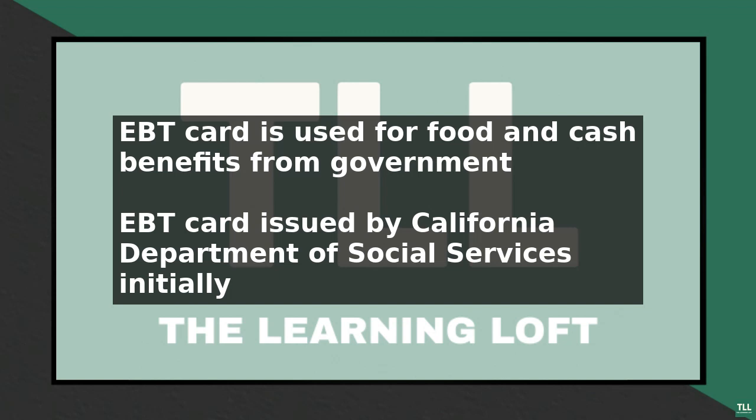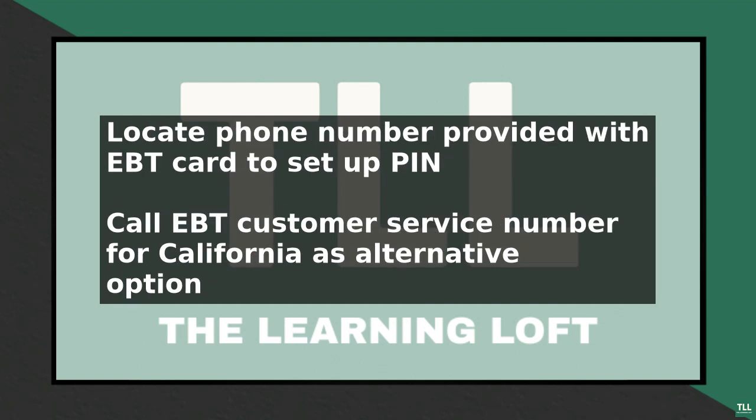Once you have your card, you can set up your PIN. To do this, locate the phone number provided with your EBT card or call the EBT customer service number for California. When you call, you will be prompted to enter your EBT card number. This is the 16-digit number found on the front of your card. After entering your card number, you will be asked to create a 4-digit PIN.